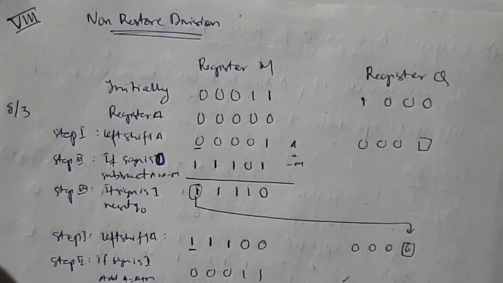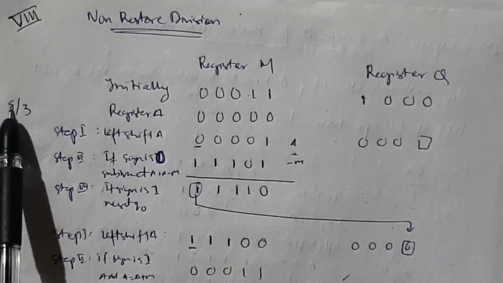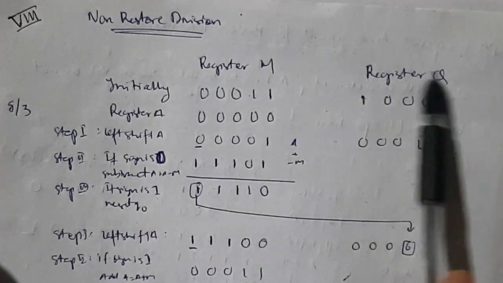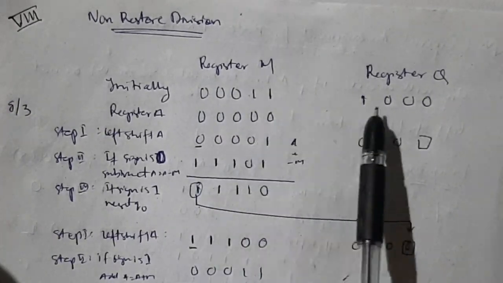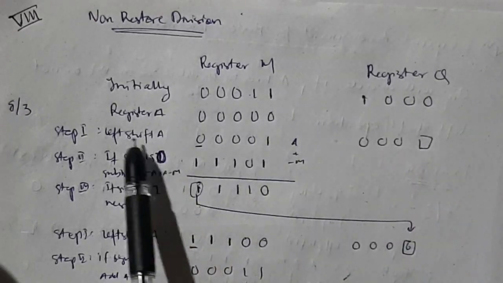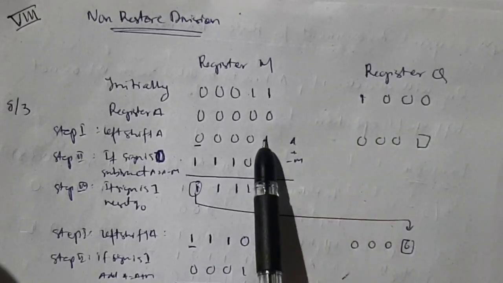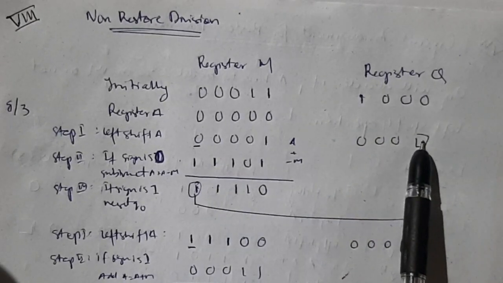So here we will not use A is equal to A plus M. Instead, let us consider an example, 8/3. Same things, register M, register Q. Write the value of M, which is 3, and write the value of Q, which is 8. Okay, after doing that, you need to left shift A. Firstly A will be 0, and when you left shift, this 1 will come here. Then an empty space will be there.